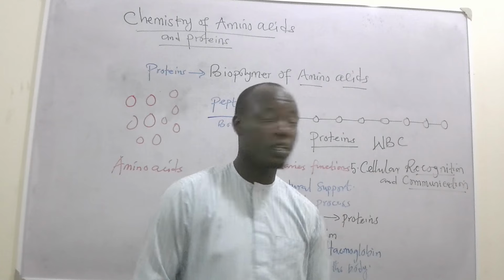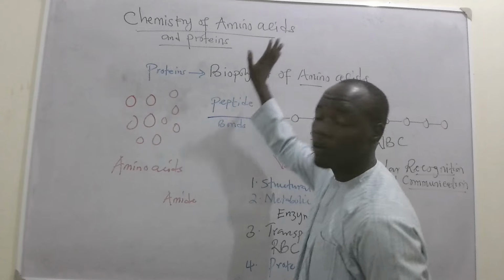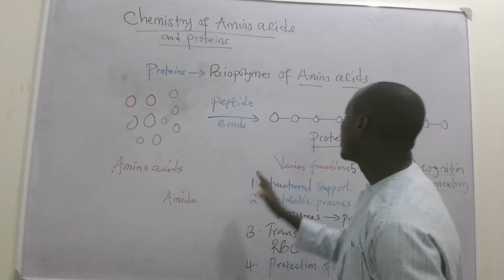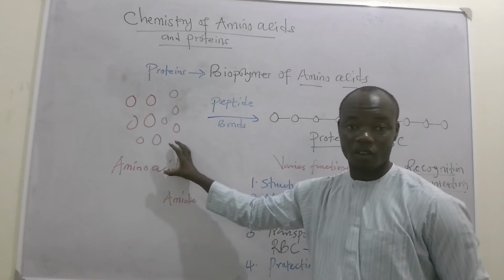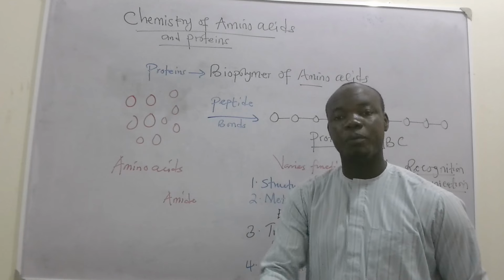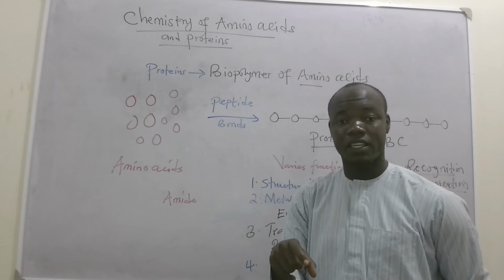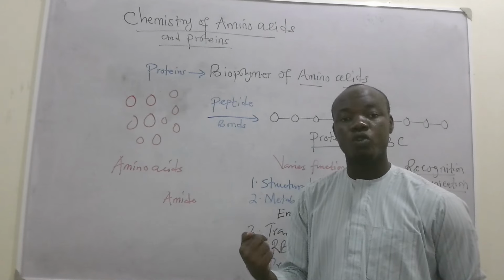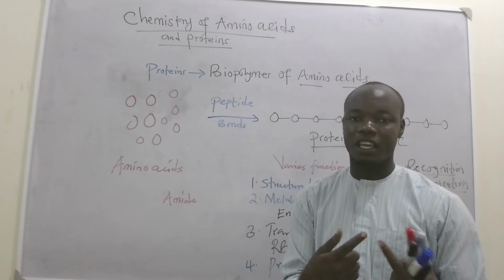As we said in our plan, we are going to look at the chemistry of amino acids and proteins, and we said that a protein is a biopolymer of amino acids. It means that if we want to get proteins, then we need amino acids. The amino acid is the building block of proteins. Those amino acids are very important before you get a protein. So they are the blocks. If there is no amino acid, then there are no proteins.